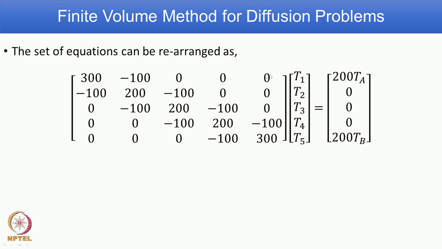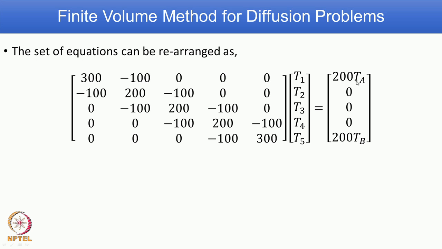So, T1, T2, T3, T4, T5 are the values to be determined, and this is what is known as a column vector of unknown values to be determined. To the left of it is a coefficient matrix. Each row corresponds to one particular variable in this column vector. And the right hand side is another column matrix, and that is a known value.